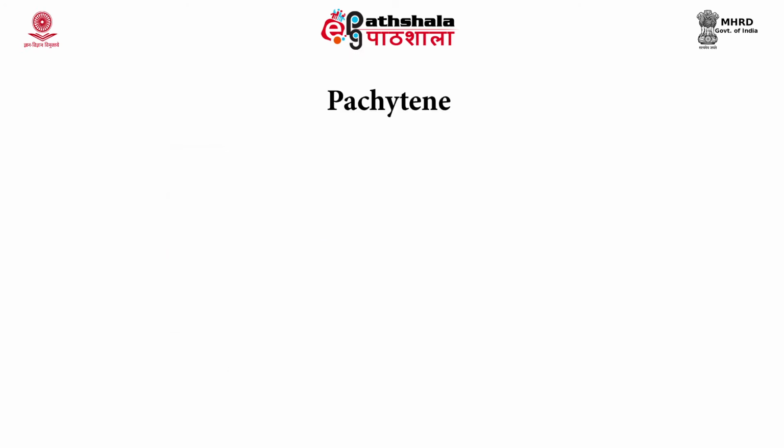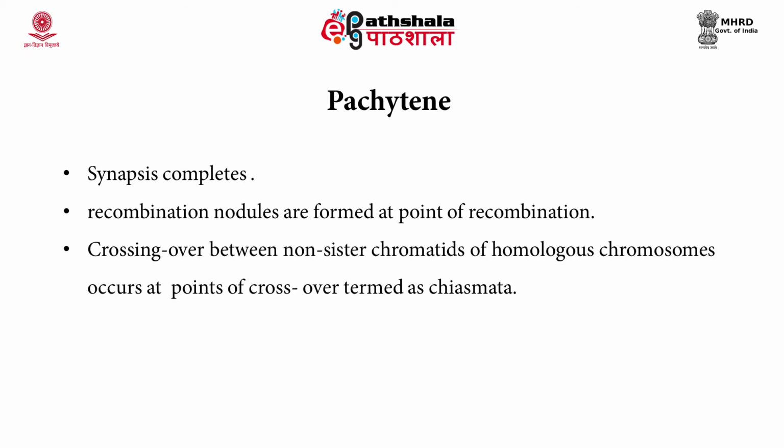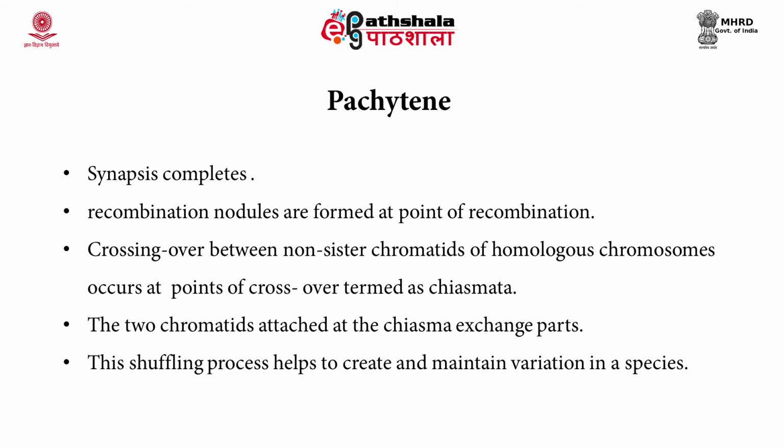Pachytene. Pachytene is a stage after zygotene. Here the synapsis is complete. Recombination nodules are formed at the point of recombination. Crossing over between non-sister chromatids of homologous chromosomes is seen at the point of crossover and it is termed as chiasmata. The two chromatids attached at chiasma exchange parts. This process helps to create and maintain variation in species.